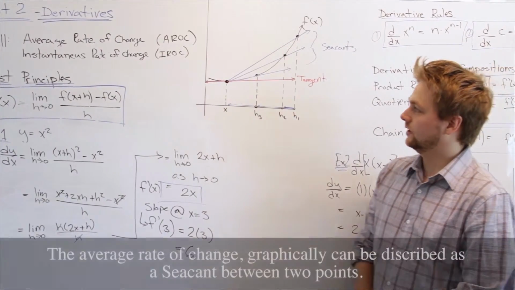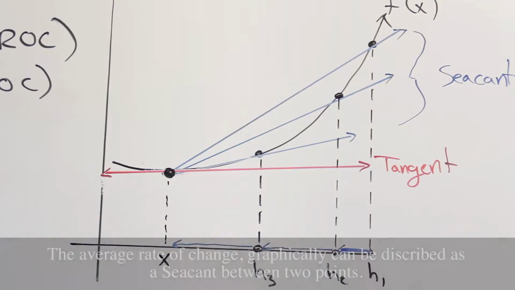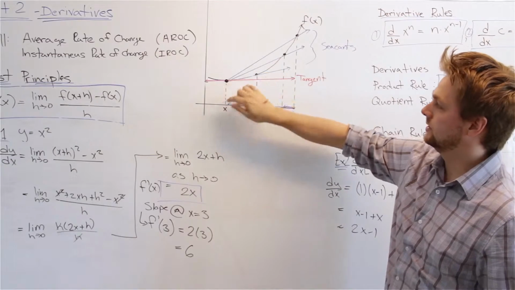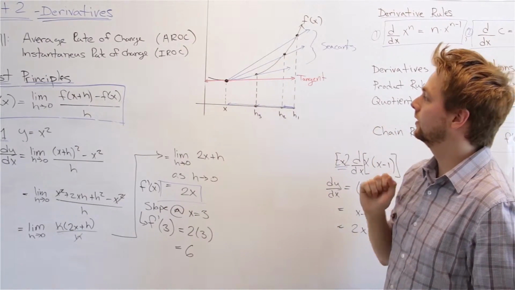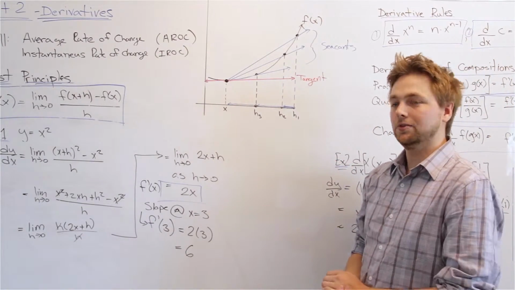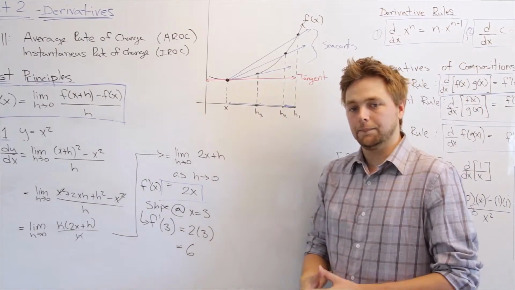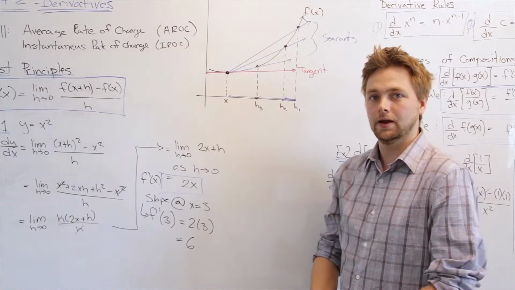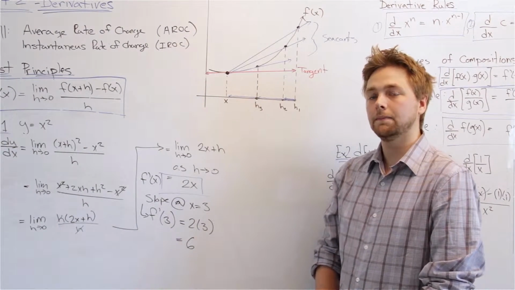So recall from advanced functions that the average rate of change graphically can be described as a secant between 2 points. If we have 2 points, say x and x plus h, and we connect these 2 points, the rate of change between these 2 points will be the slope of this line. Whereas if you remember the instantaneous rate of change, we associated with the slope of this tangent. If you remember from advanced functions, we covered both of these concepts in a fair amount of detail. However, instantaneous rates of change, we only learned how to approximate.